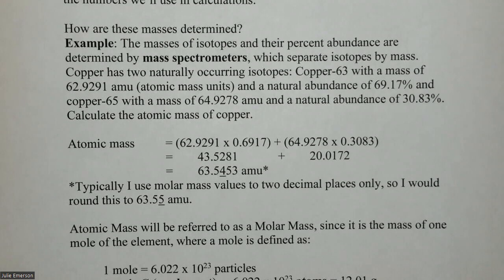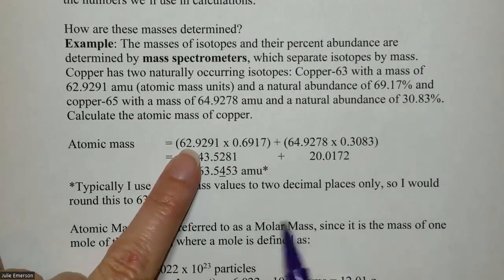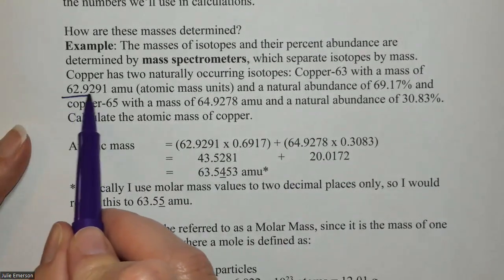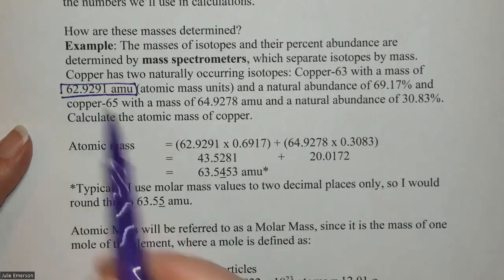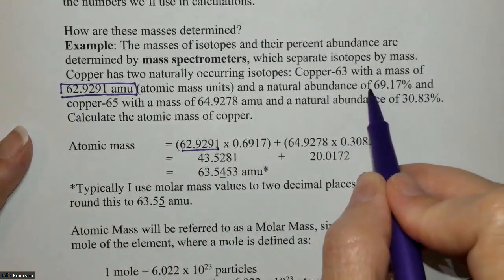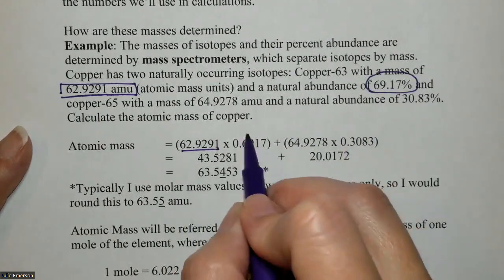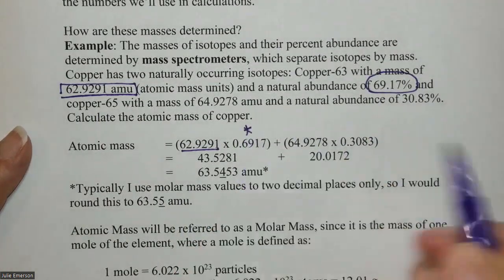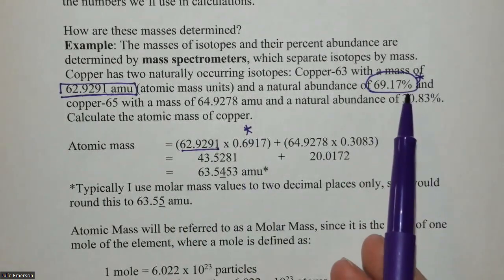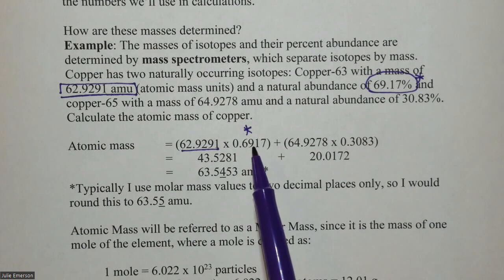So when you do a weighted average, you take the mass of that isotope, which is given to you here. AMU is atomic mass units, all right? So that's what's here. And you multiply it by the percentage, but now converted to the decimal, right? 69.17% means parts per 100. And so then that is 0.6917.